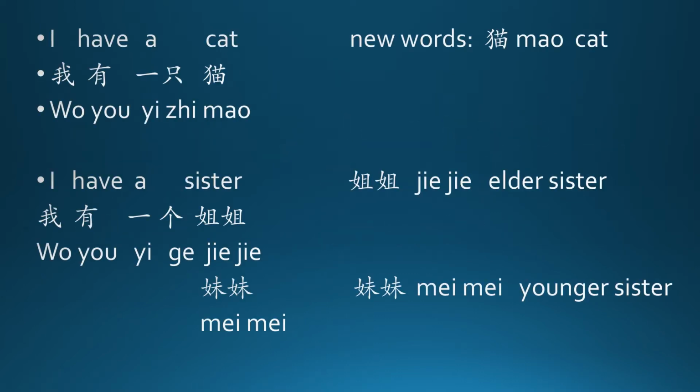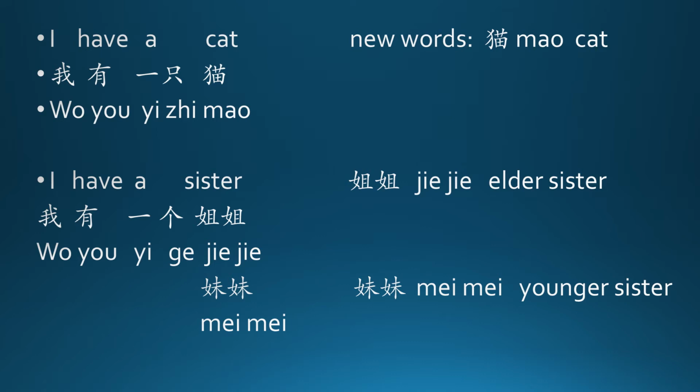Let's have a look at how to use I have in a sentence. But before we get to that, we need to learn some new words. For example, 猫, which means cat. So you would probably know how to say, I have a cat. 我有一只猫.